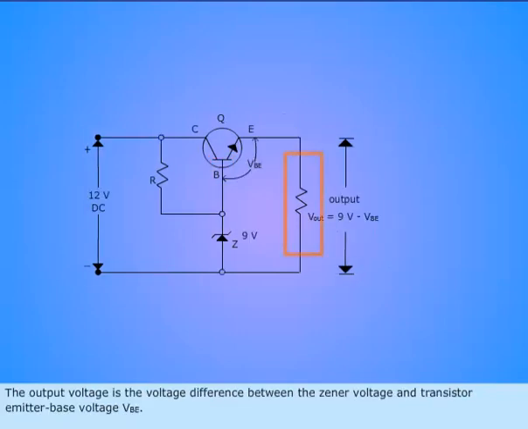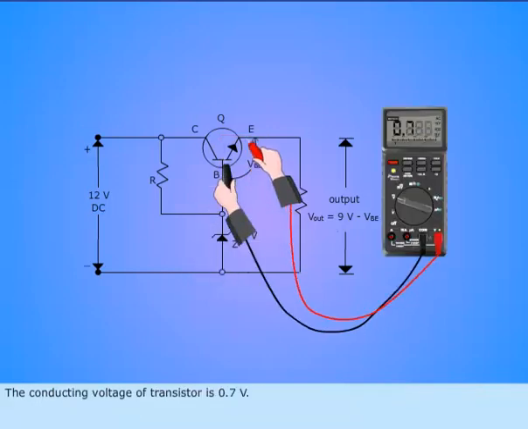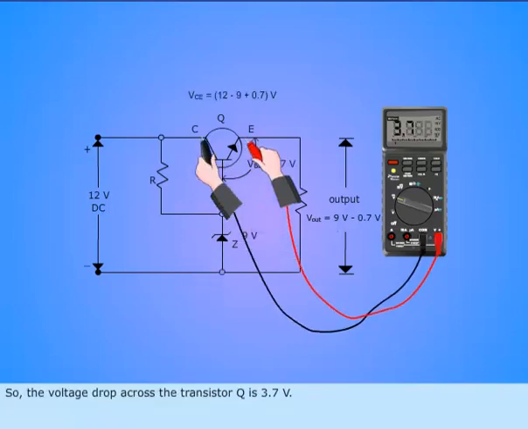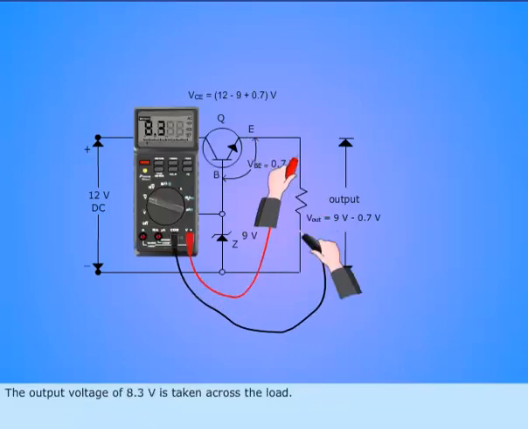The output voltage is the voltage difference between the Zener voltage and transistor emitter base voltage V sub BE. The conducting voltage of transistor is 0.7 volts. So the voltage drop across the transistor Q is 3.7 volts. The output voltage of 8.3 volts is taken across the load.